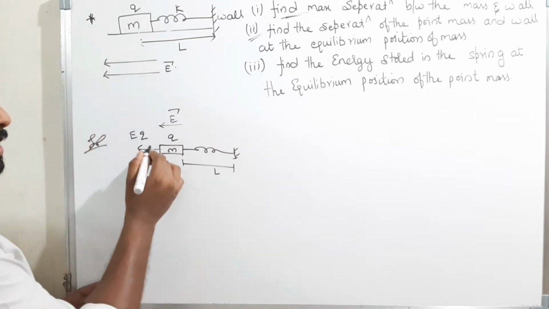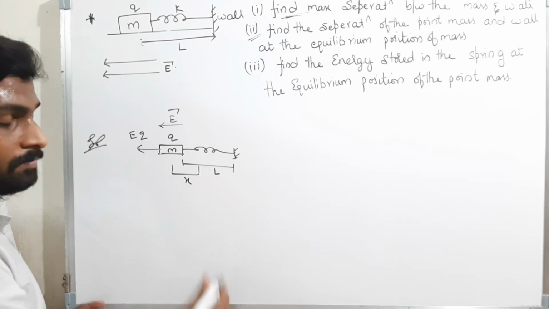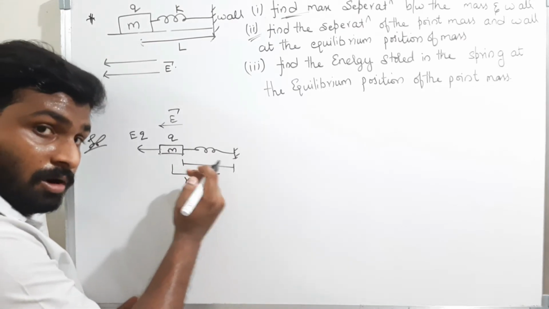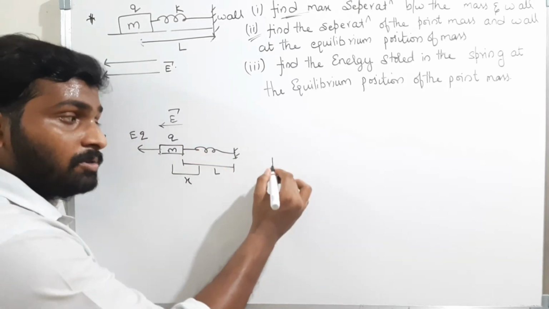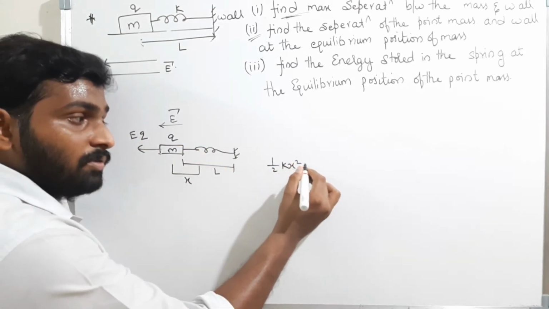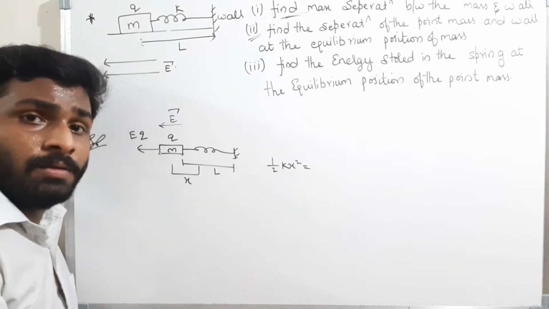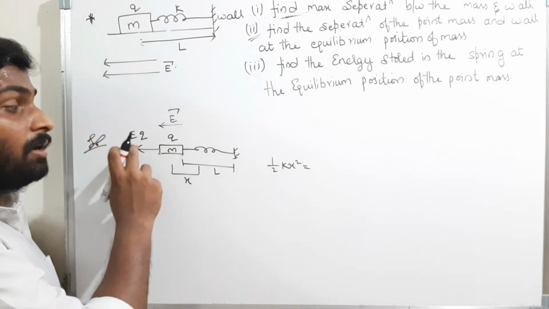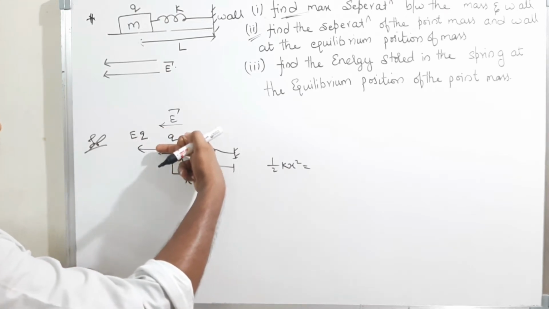Now see here. I assume this block is elongating by a small displacement x. When it is moved by small x, the elongation of the spring is x. Now what is the potential energy of the spring? The potential energy of the spring is half kx square. Why did the potential energy in the spring come? From where did the potential energy come? The potential energy came from the work done by the electric field. Now see here, because of the electric field, the block is moving in this direction.